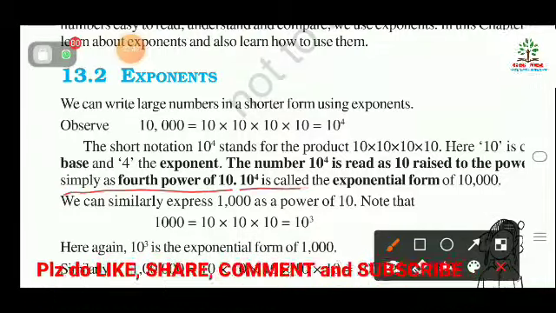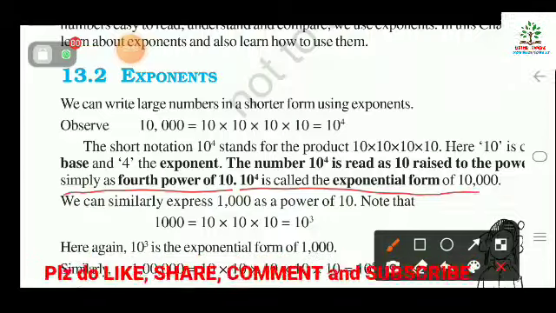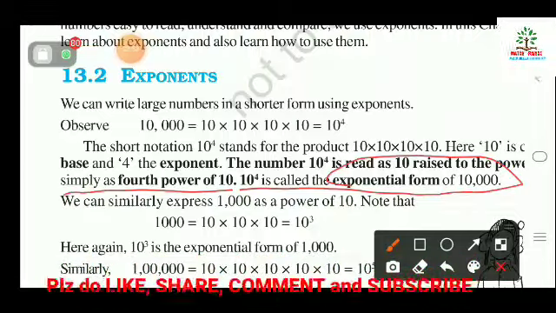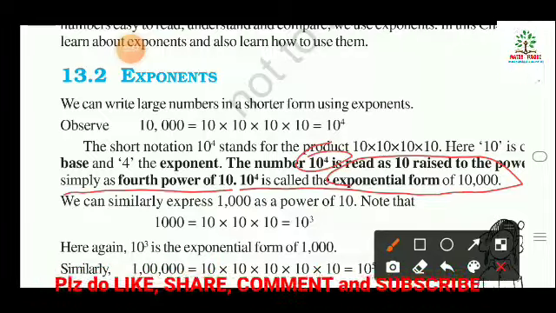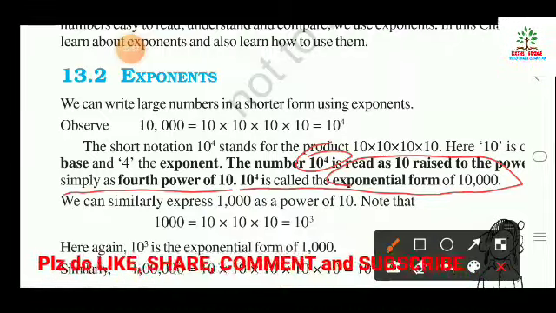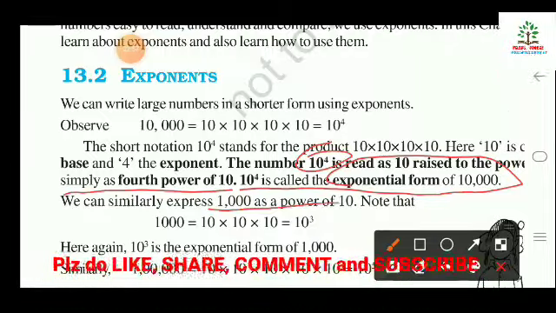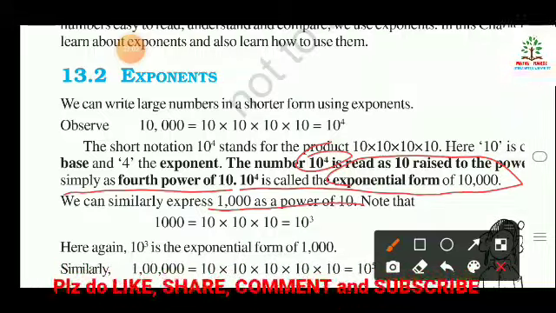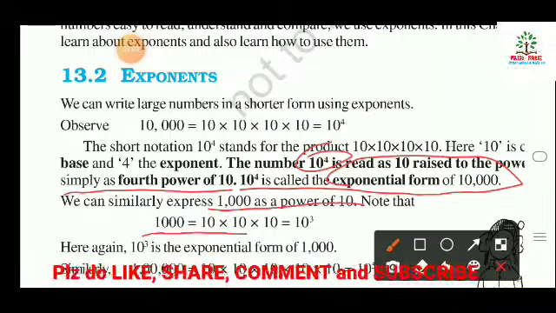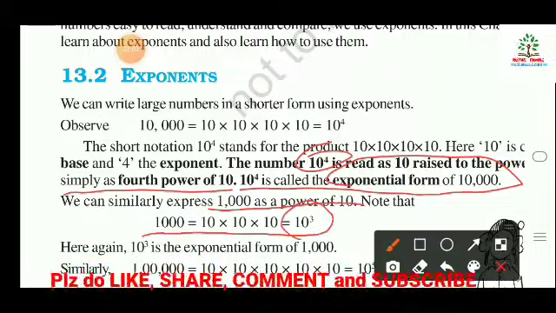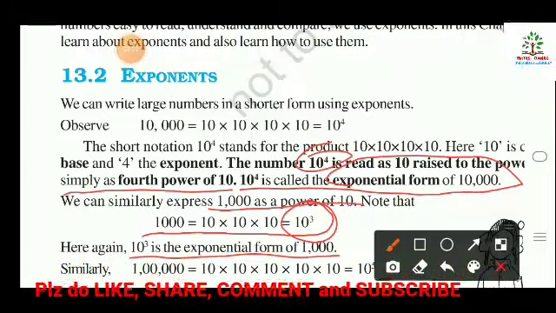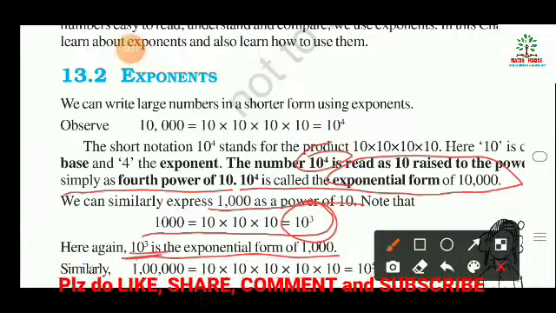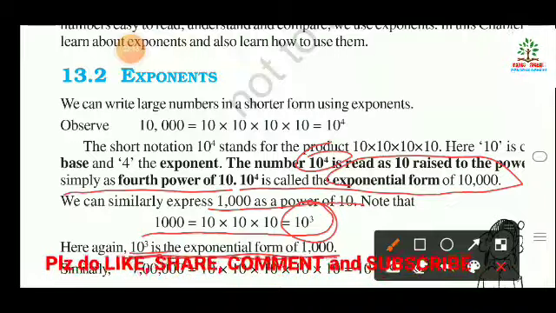So 10 raised to the power 4 is called the exponential form of 10,000. Writing in the form of a power like this is called the exponential form. Similarly, we can express 1000 as a power of 10. 1000 is equal to 10 into 10 into 10, that is 10 raised to the power 3. So 10 raised to the power 3 is the exponential form of 1000.